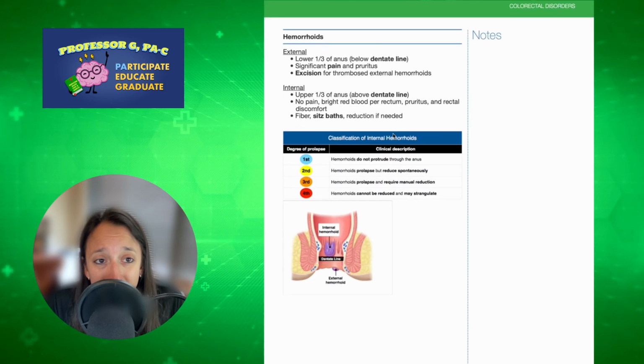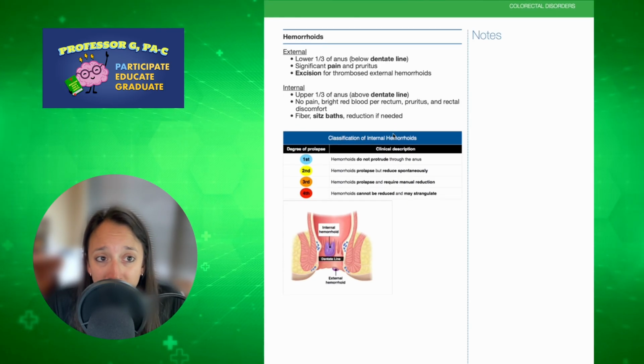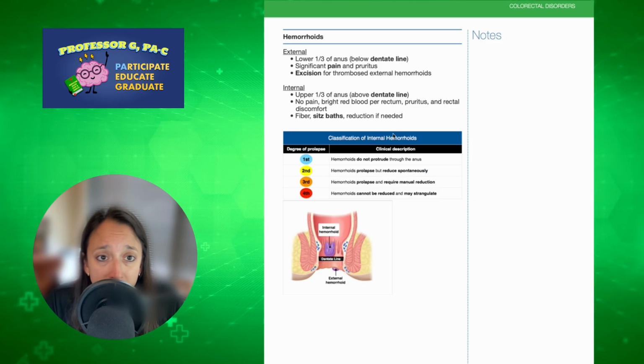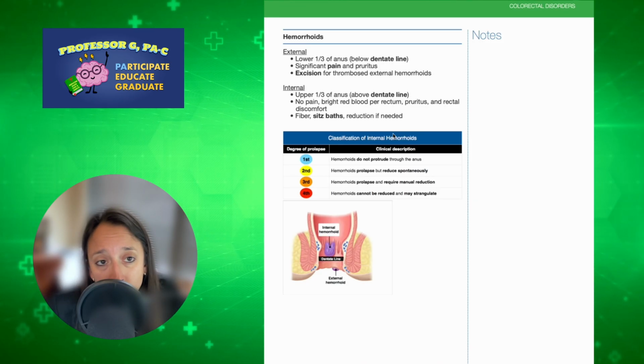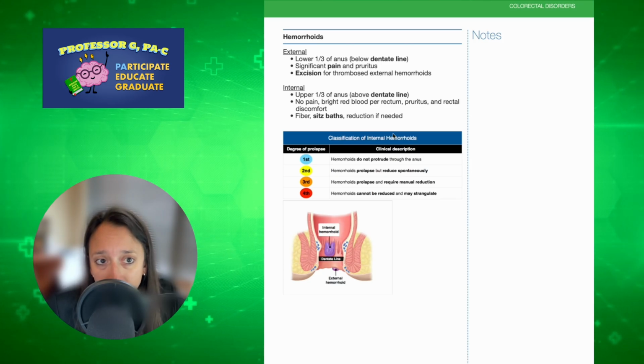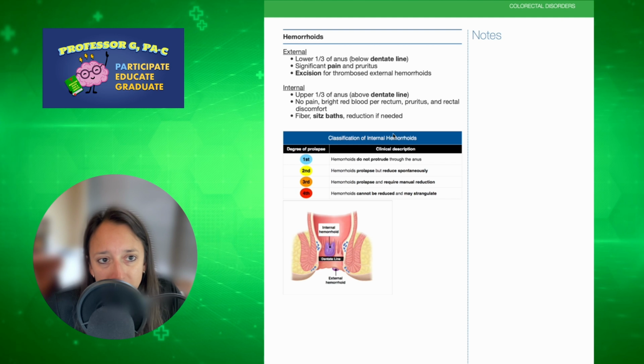Hemorrhoids. So hemorrhoids affect a lot of people in a lot of different ways. There are two different types of hemorrhoids related to the dentate line. Hemorrhoids that are external, which are below the dentate line, are painful. And so we see significant pain and pruritus. These are the ones that patients can't really sit down because it hurts so much.